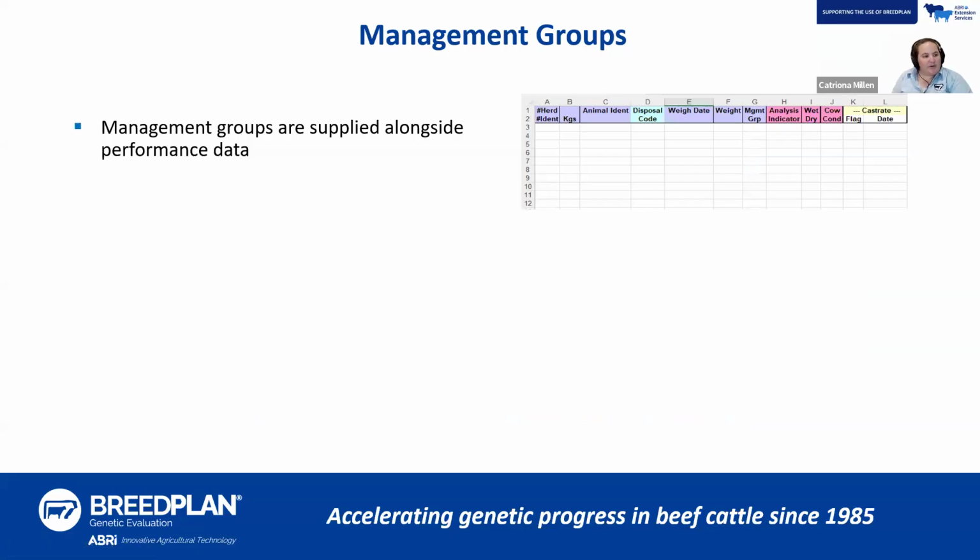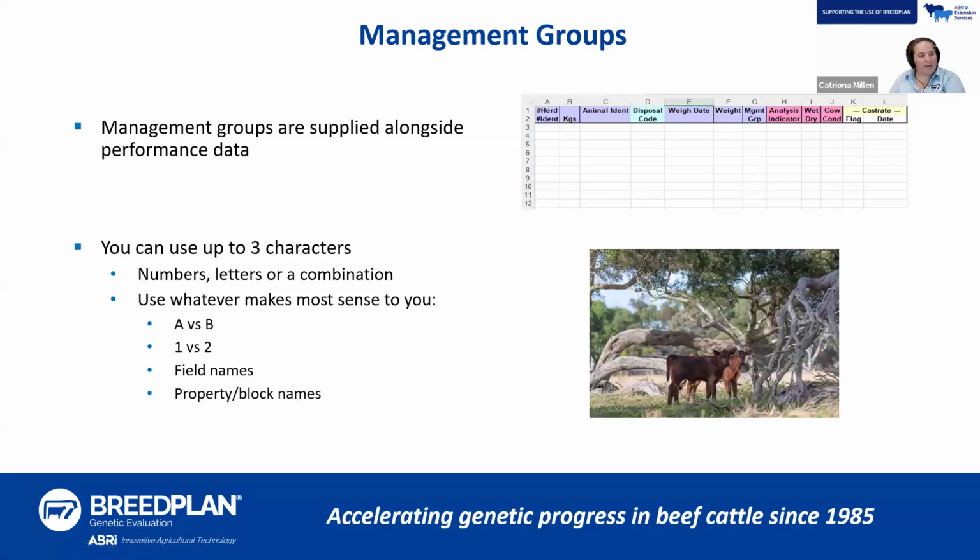Okay, so management groups are supplied alongside performance data. This is an example of our Excel template, and you can see here that we've got herd ident, animal ident, room for the weight and the weigh date, and then this management group column. So you will have an option to put a management group in alongside your performance data.